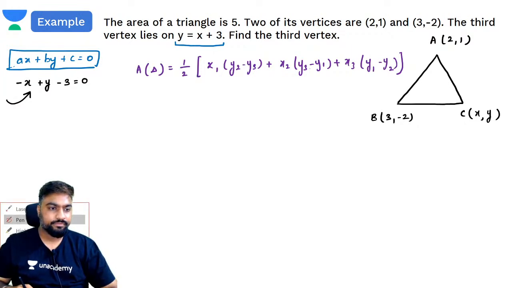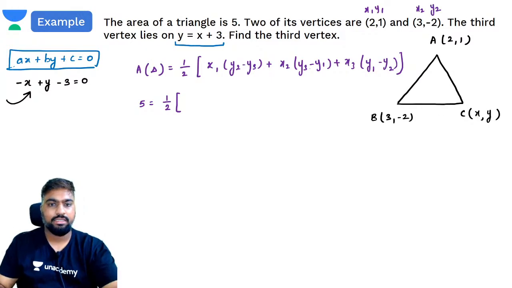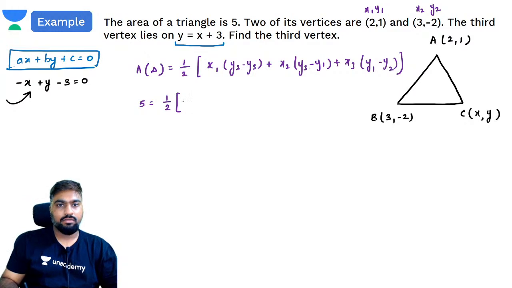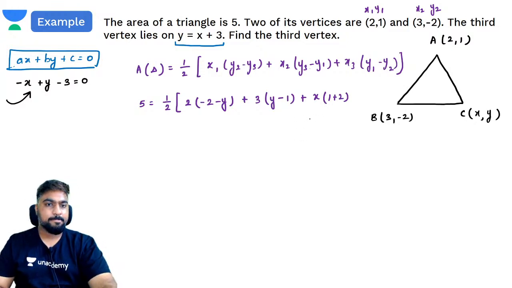सब्स्टिट्यूट करें यहाँ पे. So what will happen, 5 is equal to 1/2 into x1 y1, x2 y2 and this is x3 y3, जिसको हम x और y लिखेंगे, right? So x1 that is 2 times y2 -2, minus y plus x2 which is 3 times y3 जो नहीं पता, y minus y1 that is 1, plus x3 that we don't know, let's call it x, y1 minus y2 which is 1 minus of -2, that's 1 plus 2. ठीक है, इसका मॉड्यूलस है, हाँ, you have to keep that in mind, इसका मॉड्यूलस है.